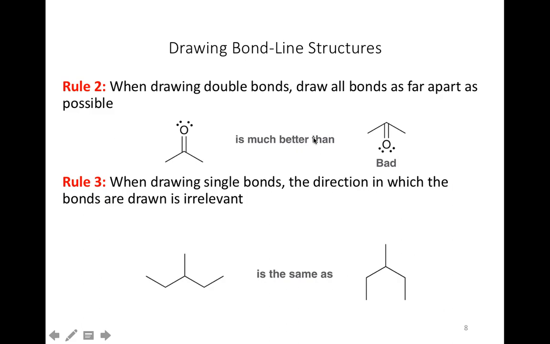When drawing double bonds, you want to draw them as far apart as possible. For this compound, we've got the zigzag, and we do the double bond to the O up. This is generally not preferred. For drawing single bonds, in general, the direction doesn't really matter. So, this compound is the same as this compound.